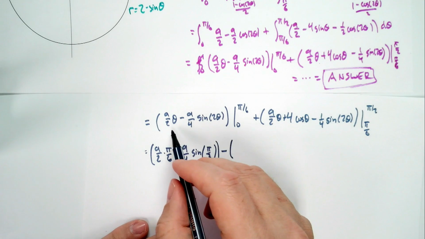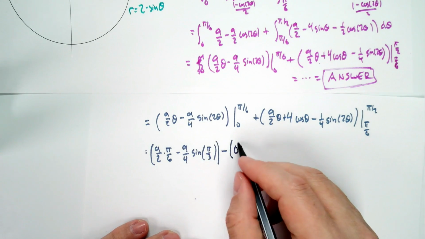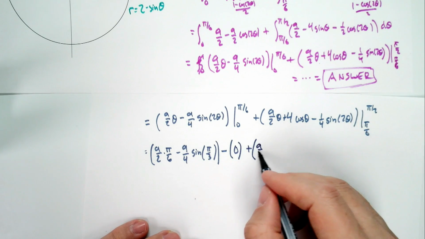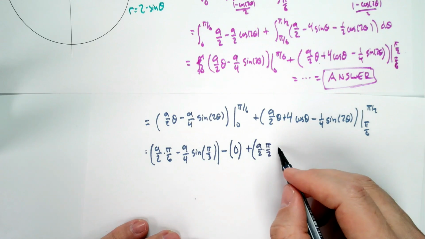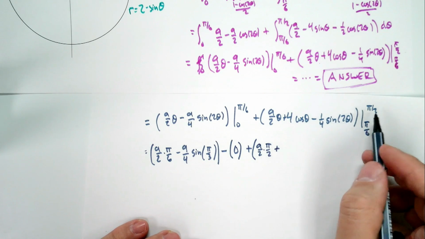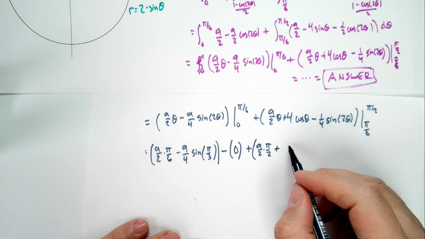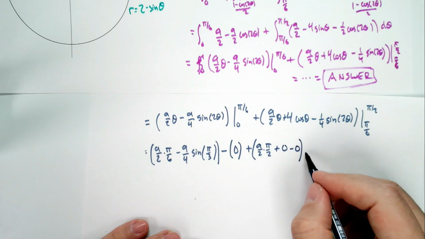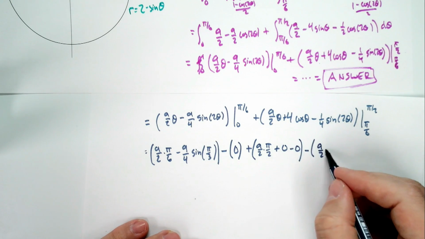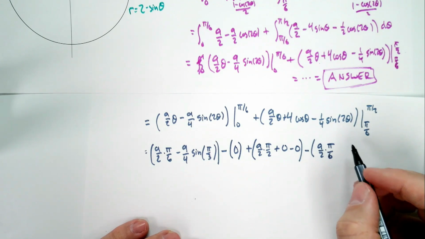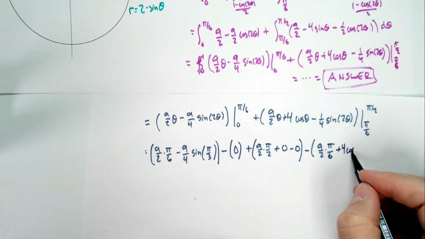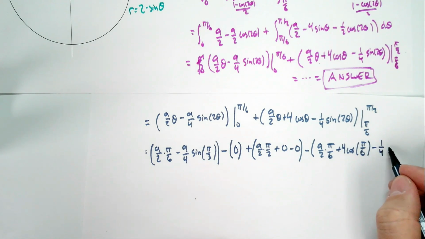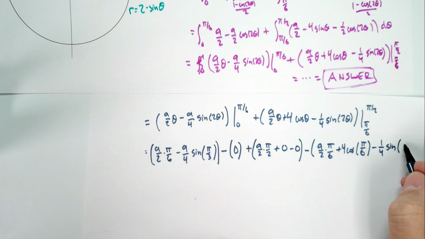Subtract, plug in 0, 0 and 0, so let's subtract 0, plus 9 halves times pi over 2, plus 4 times cosine of pi over 2. Well, cosine of pi over 2 is 0. Sine of pi is 0. Subtract 9 halves times pi over 6. And then we're going to get plus 4 cosine of pi over 6 minus 1/4 sine of pi over 3.